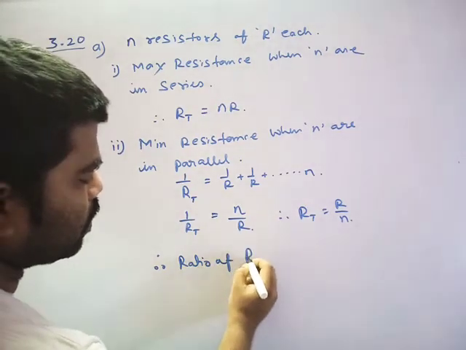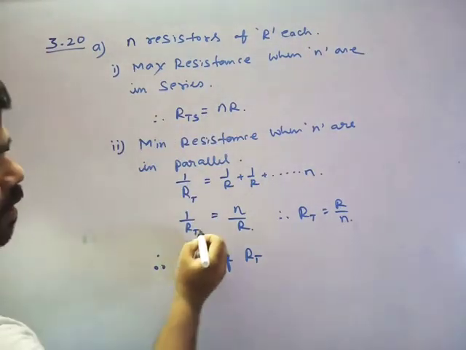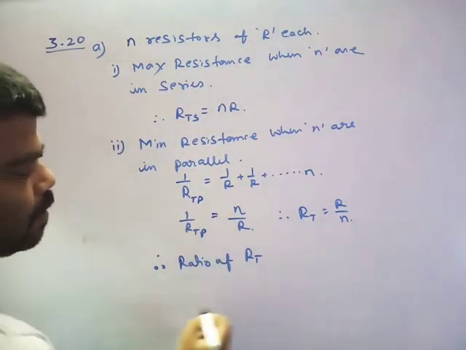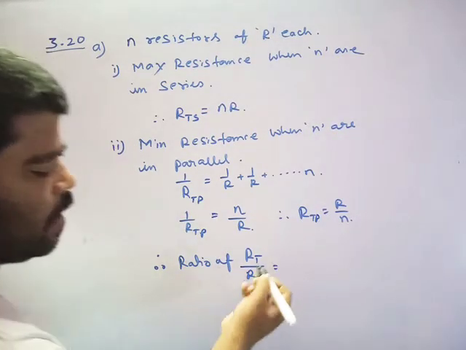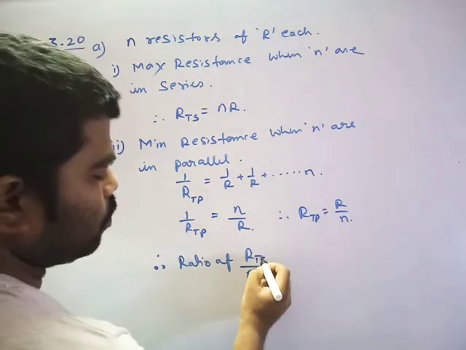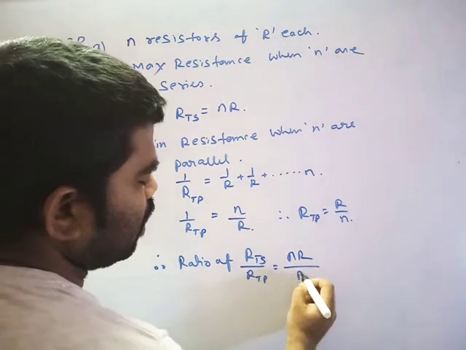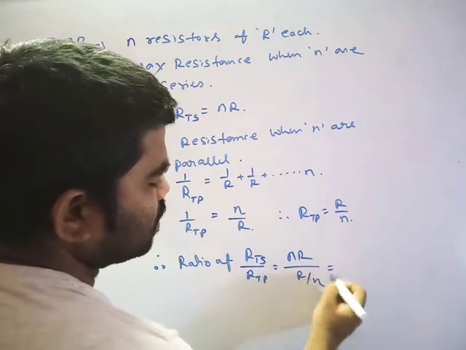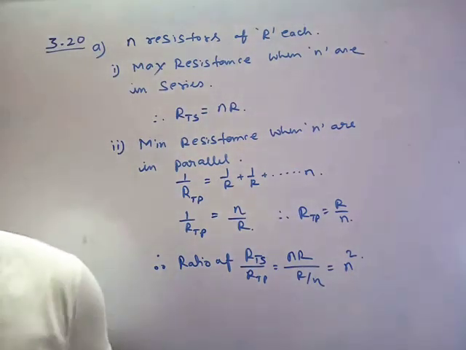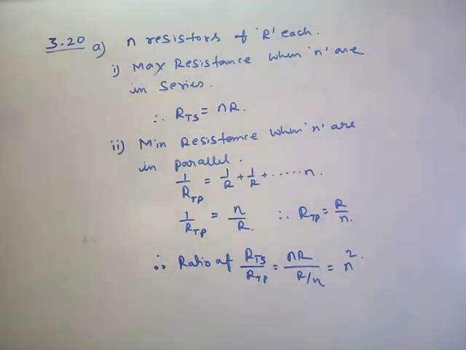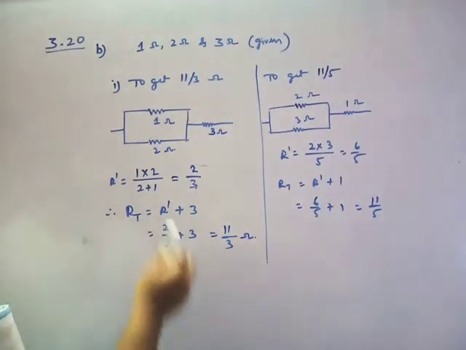Therefore, the ratio: RT in series, let me write RTS, and this is RTP, meaning parallel. Parallel, divided by RTP. You can do RTP by RTS also, no problem. So it is NR and this is R by N. R will cancel and go up, so it becomes N square. So the ratio becomes N square. Is it clear?